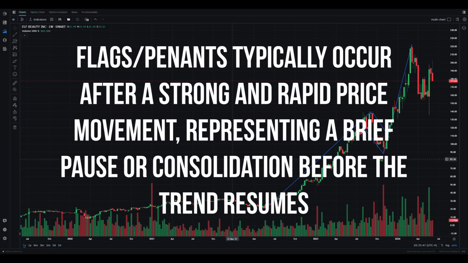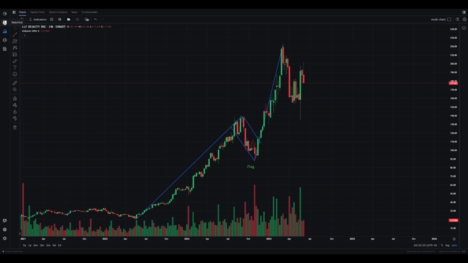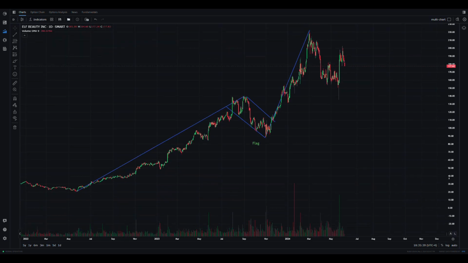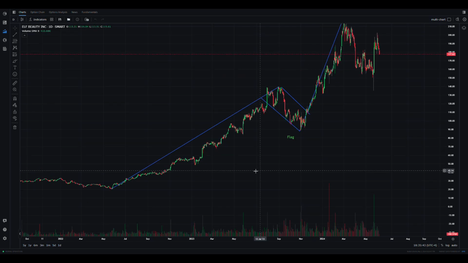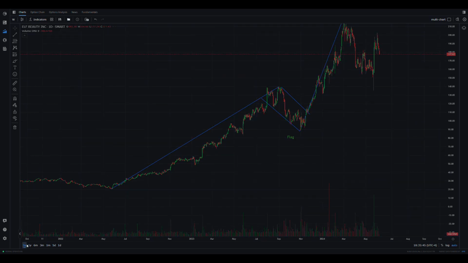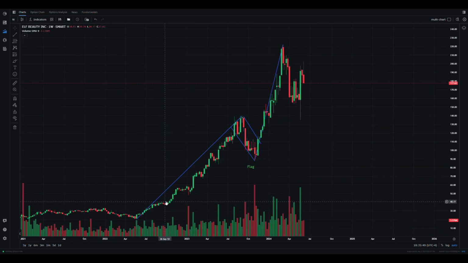They typically occur after a strong and rapid price movement, representing a brief pause or consolidation before the trend resumes, known as the flagpole. This initial move can be either upward, bullish flag/pennant, or downward, bearish flag/pennant, reflecting strong buying or selling pressure. Following the sharp price movement, the price enters a consolidation phase characterized by narrowing price ranges.